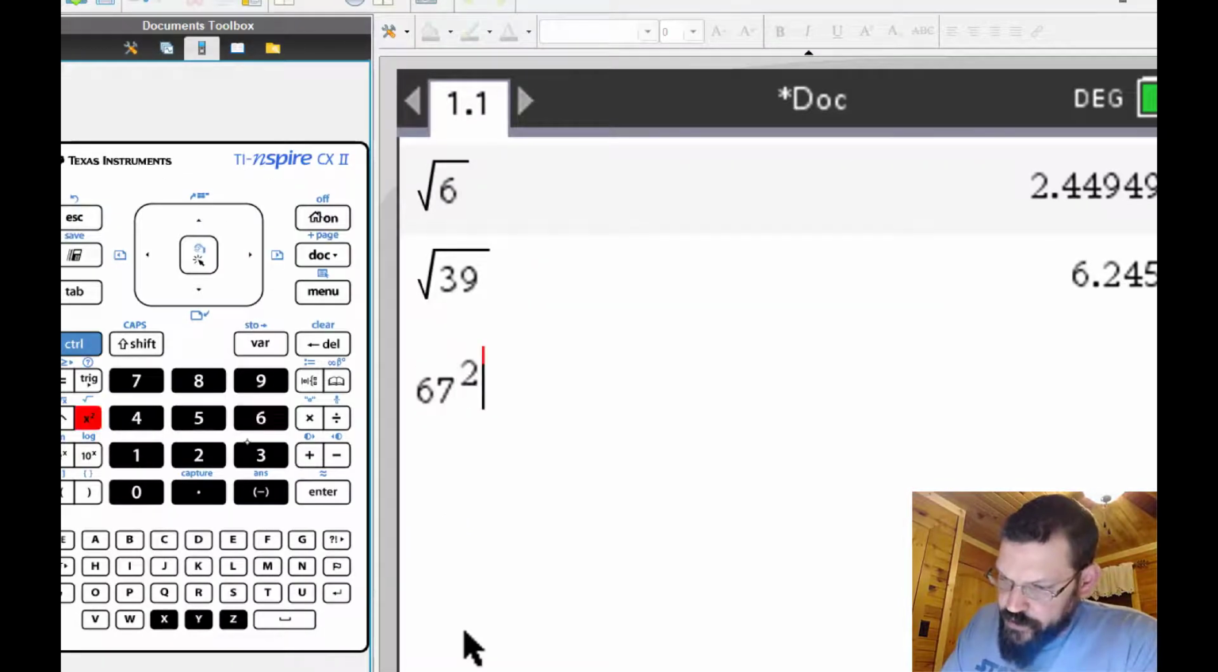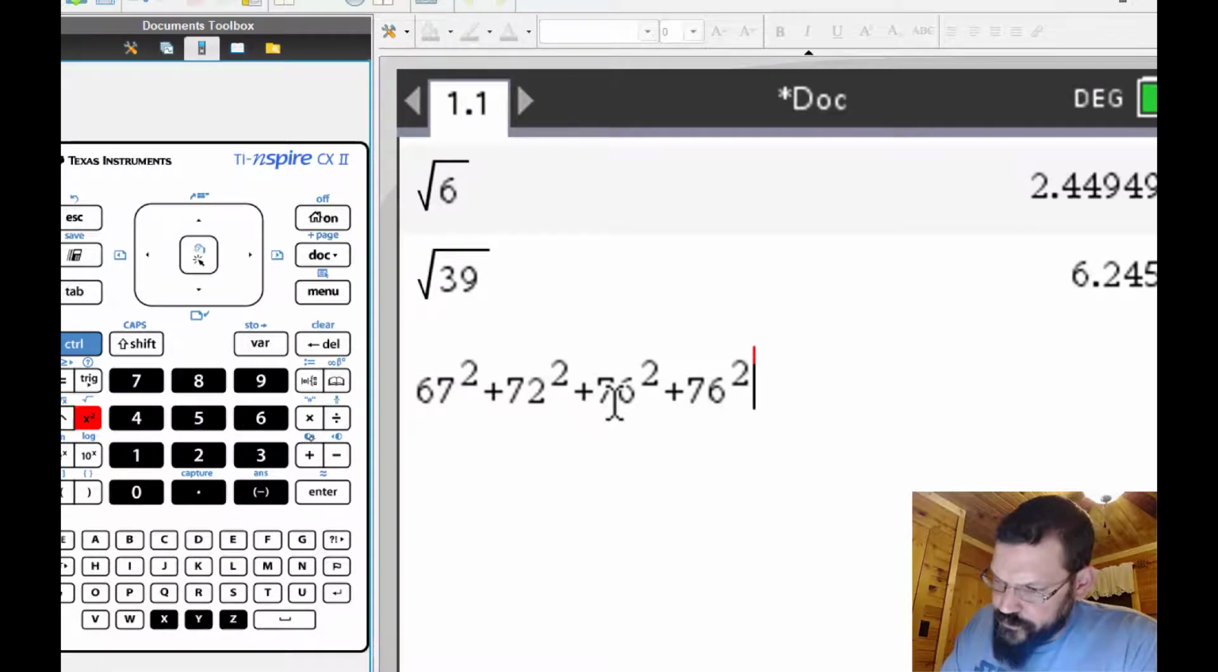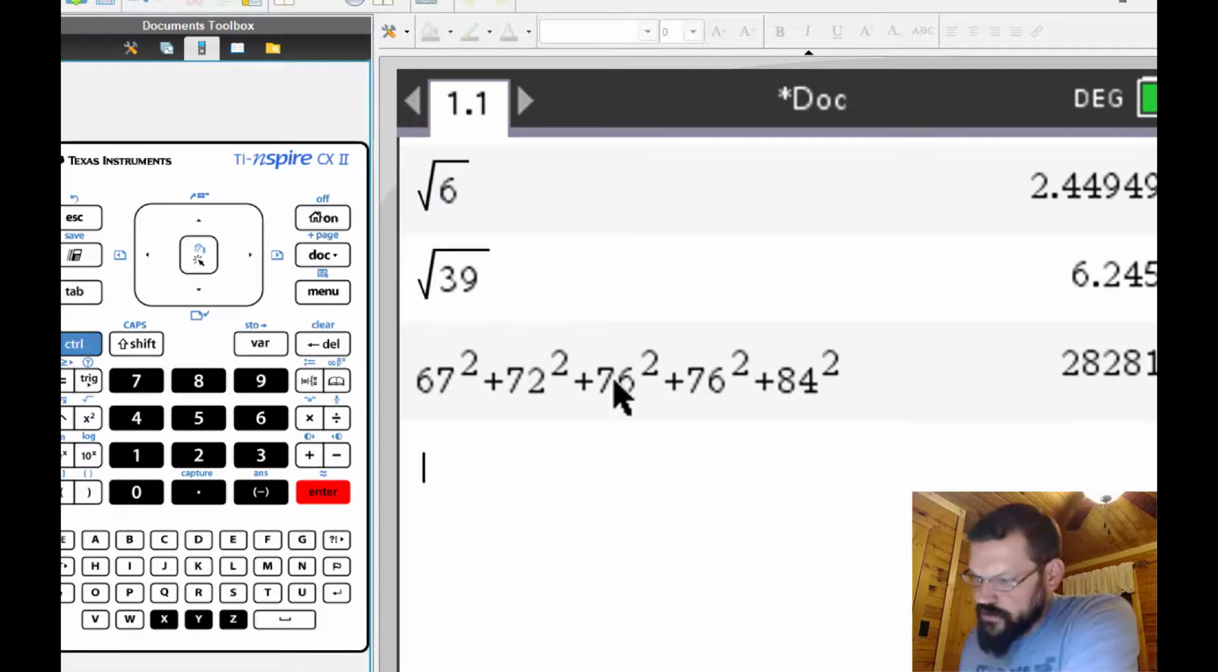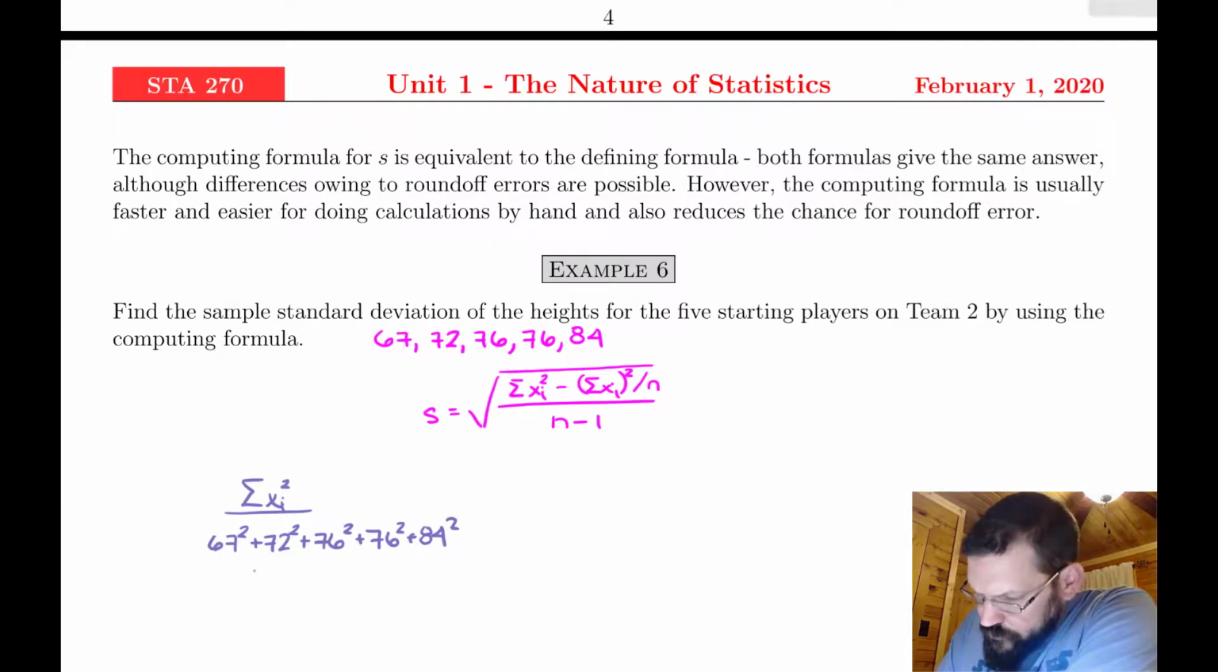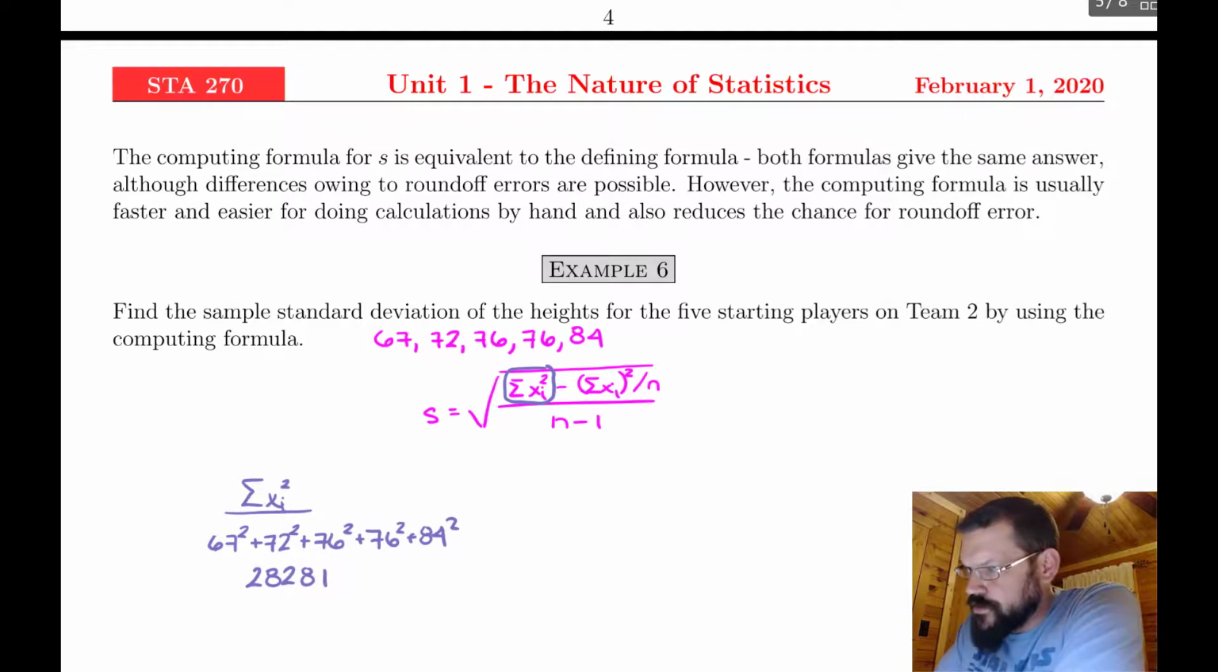So 67 squared plus 72 squared plus 76 squared, and we get 28,281. Okay, so that is this first little box right here.